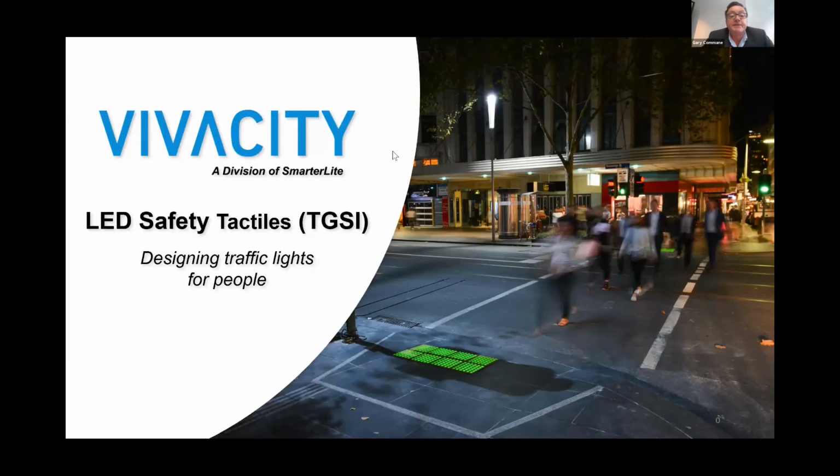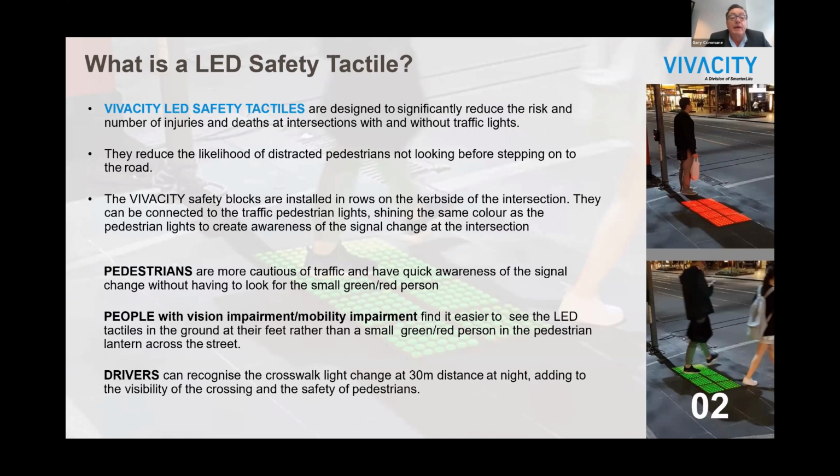Okay, what is an LED Safety Tactile? The LED Safety Tactiles are designed to significantly reduce the risk and number of injuries and deaths at intersections with and without traffic lights. They reduce the likelihood of distracted pedestrians not looking up from their smartphones before stepping onto the road. The tactile blocks are installed in roads on the curb side of the intersection, as you can see on the left, on the right-hand side.